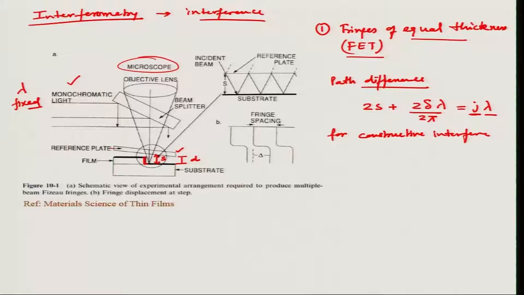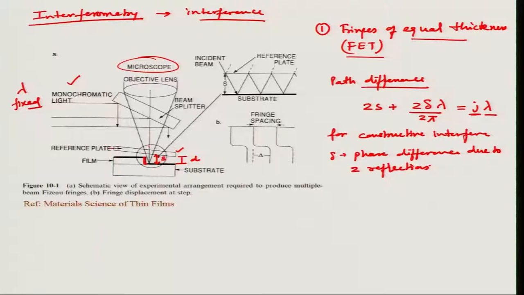Suppose your film was uniform, you did not have any step. In the absence of film, this is the distance, and you will have this path difference, and if these conditions are met, delta is the phase difference due to two reflections. Because light is being reflected at two surfaces, one at the top surface of this, and the other from the substrate surface, in this case when there is no film. So you will have two reflections.